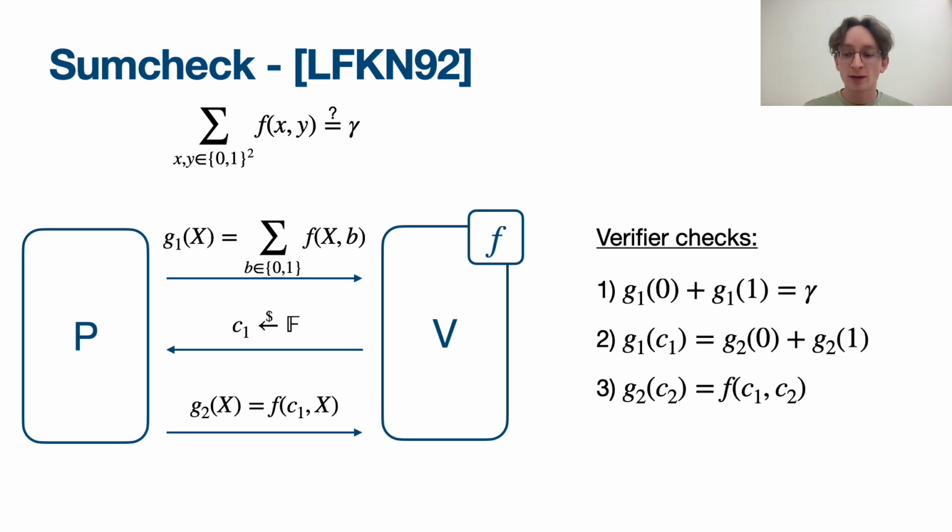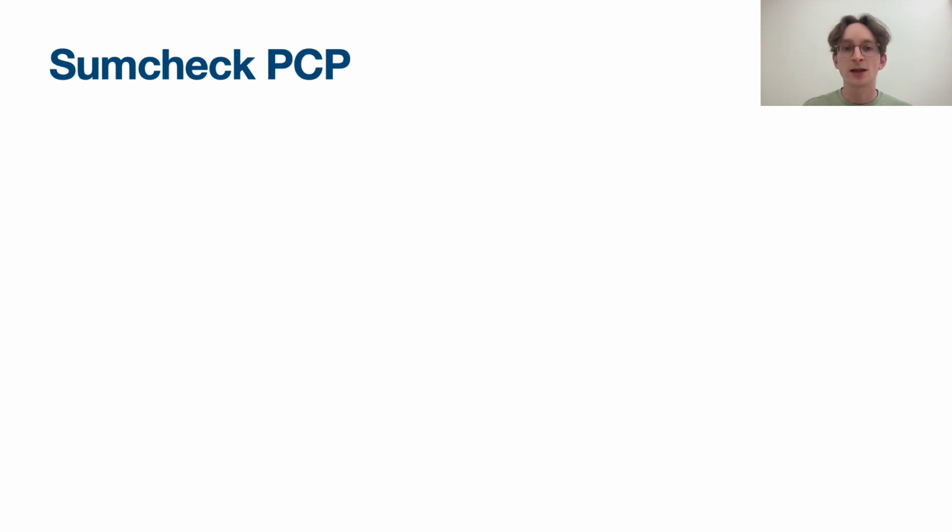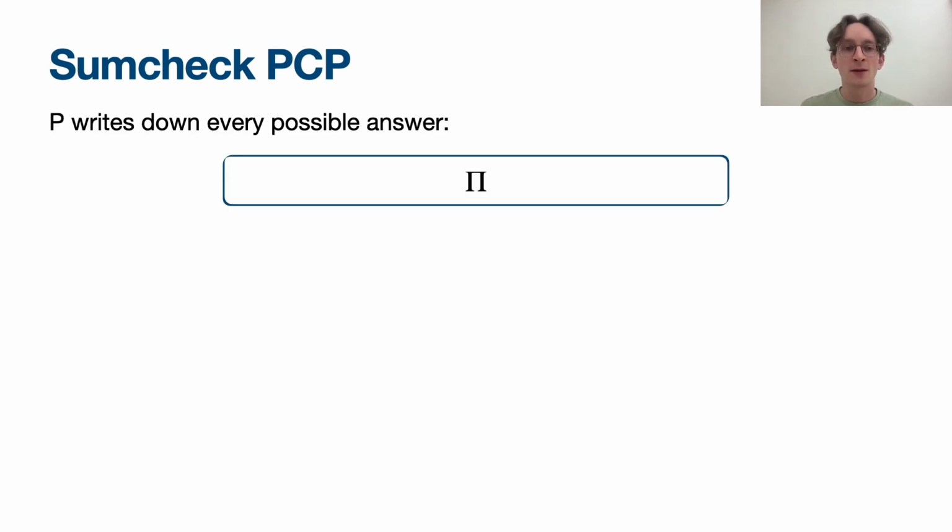So the important thing here is that we can write this as a PCP. Hopefully we're all happy that sum check works, and that this is an interactive proof. But now we're going to turn it into a PCP. How do we turn it into a PCP? We'll use a common trick. We'll get the prover to write down every possible answer that they could ever write in an honest execution of the protocol. This will be an exponentially big proof.